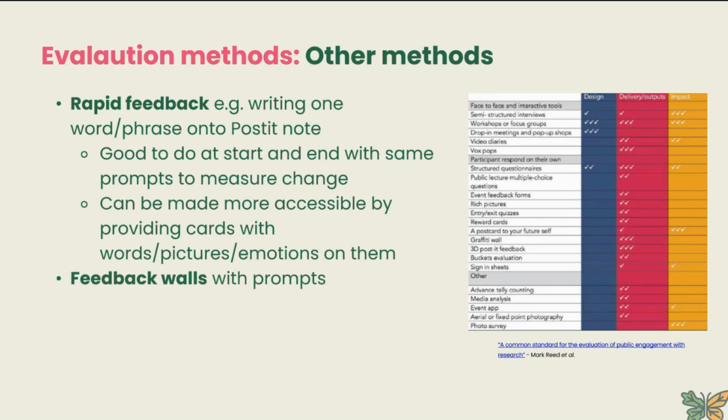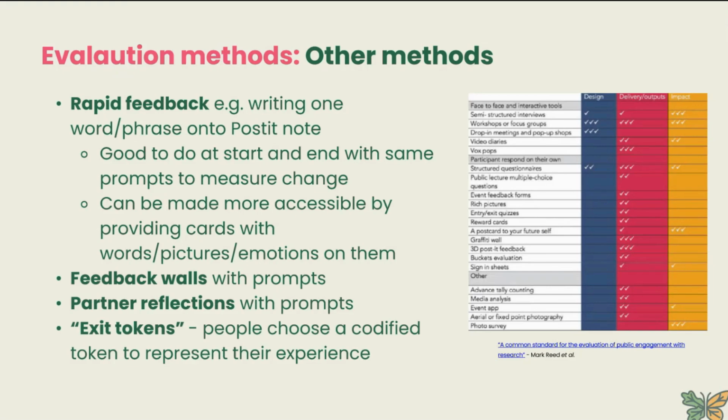Feedback walls, as I said, with some prompts written on the wall, and then people can just stick a post-it note on. Partner reflections: if people are coming in small groups or partners, encouraging them to reflect with one another and maybe having a floating facilitator to capture some of that. And also exit tokens. So a codified token, for example, if you have different coloured tokens depending on how people felt, and then they can leave them in a pot on the way out, or something like that.